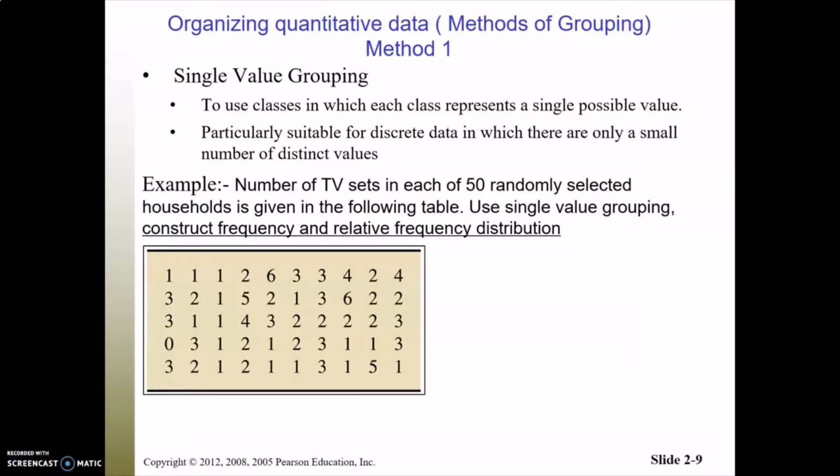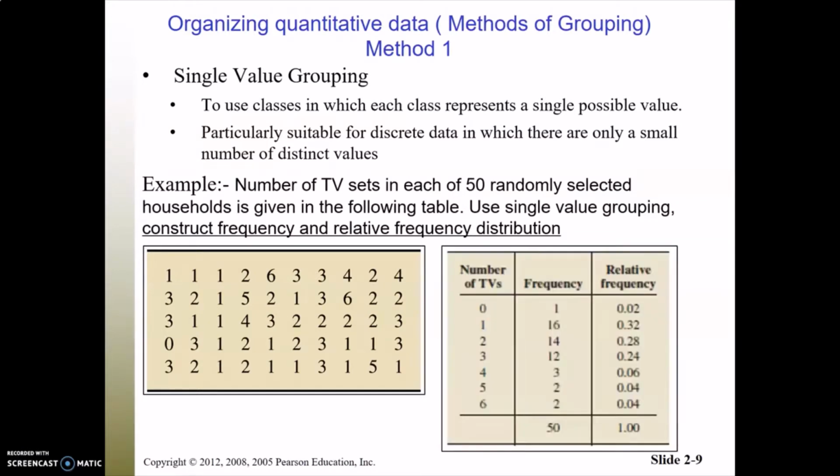So if you have done all the steps correctly, you will end up with this table: number of televisions, frequency, and a relative frequency column. The frequency means what this table is saying, that there is one family which has 0 televisions. There are 16 families who have 1 television in their household, 14 with 2, and so on and so forth. Note that when I added all these numbers, the answer comes out to be 50, and it has to be 50.